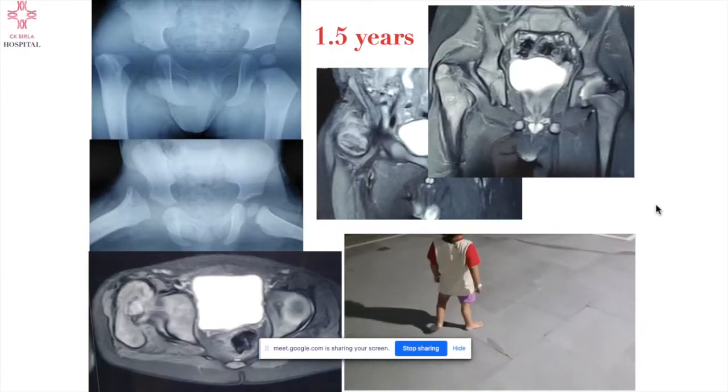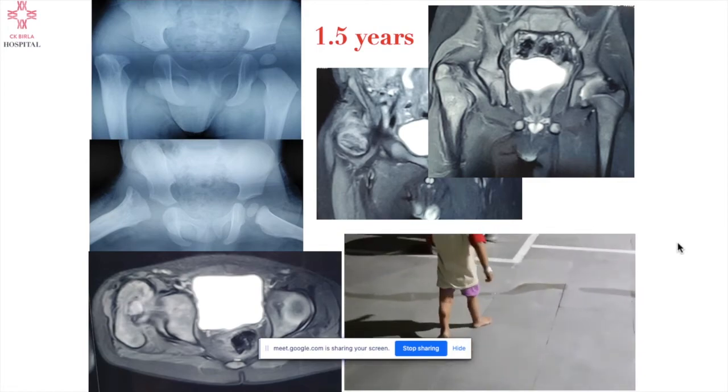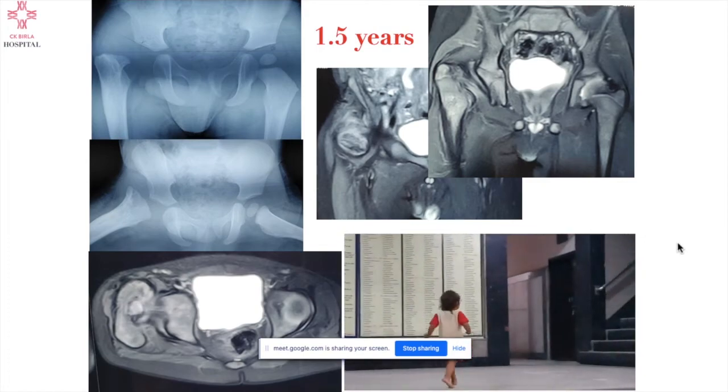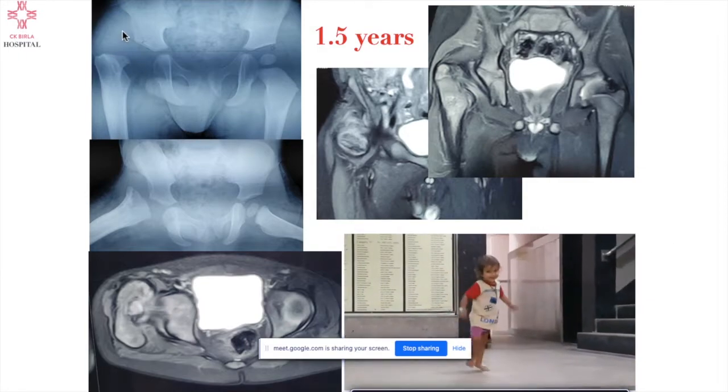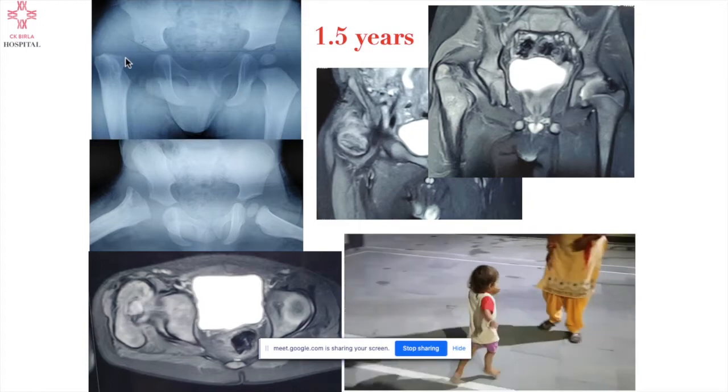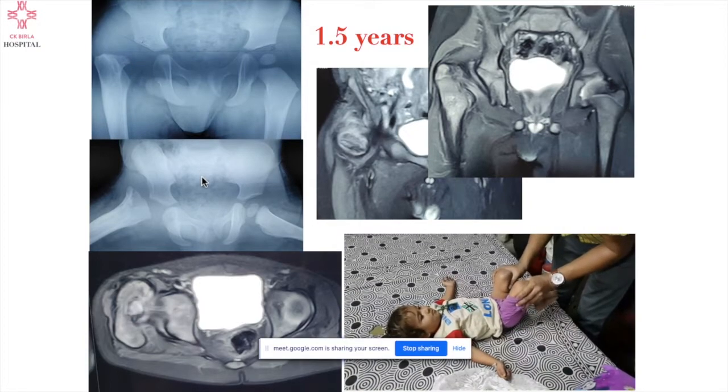Now at 1.5 years, the same child. See the same child now at 1.5 years. So the child is absolutely normal with neuromuscular strength being normal. Everything is normal about the child. It's just that there is no head. The head is dislocated. So this is a sequelae of septic hip with an absent hip.